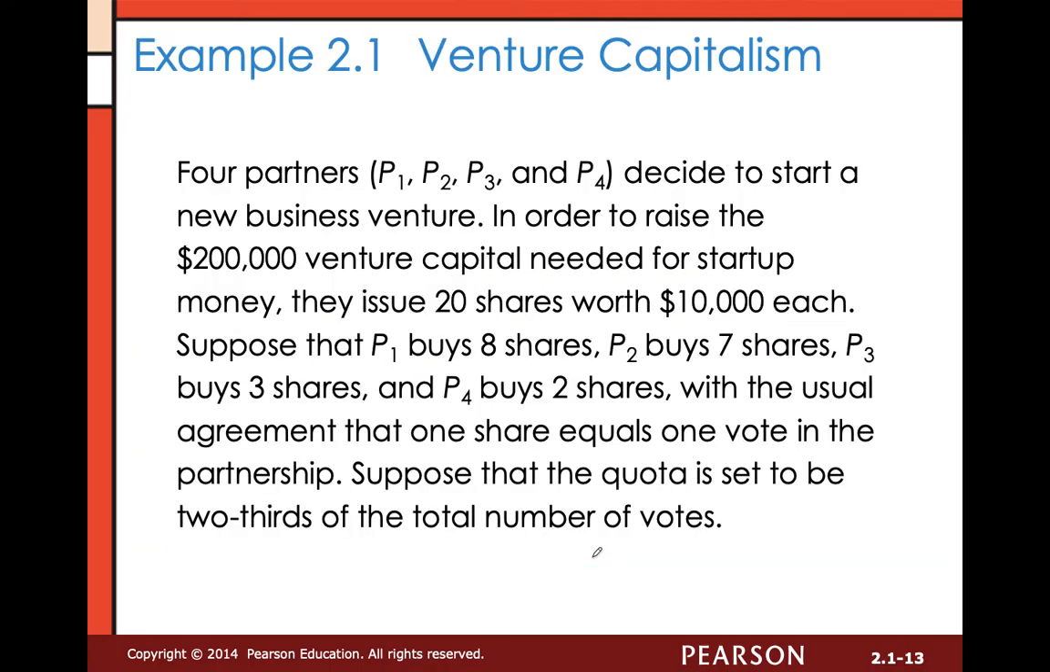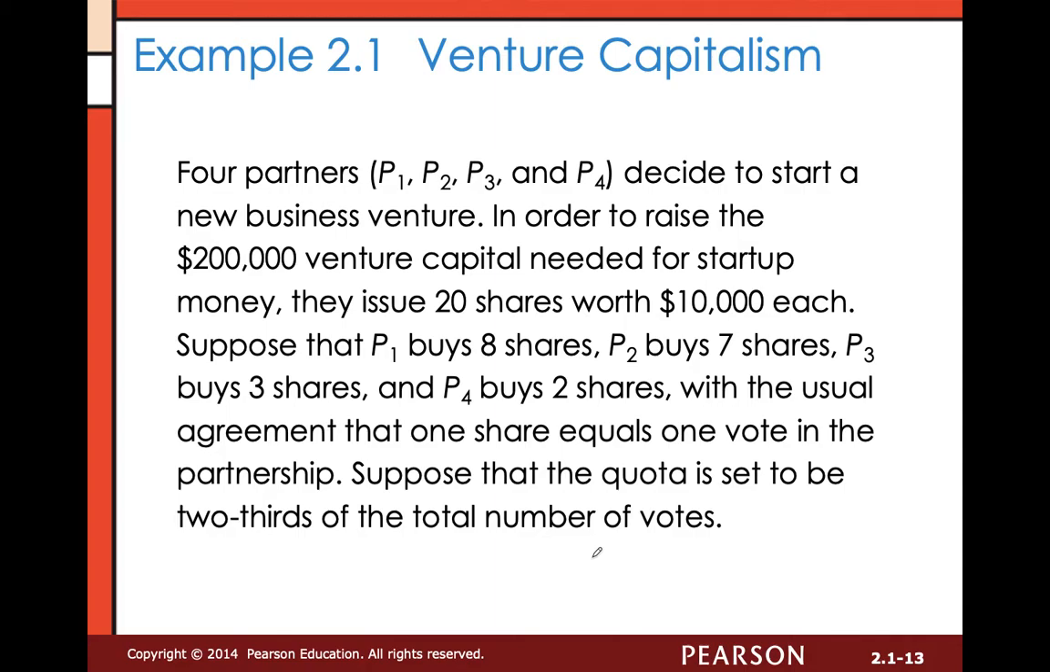Okay, let's give you a concrete example so that hopefully we can make a little more sense of this. Suppose that we've got 4 partners who are deciding to start a new business venture. So to raise the $200,000 that they need, they issue 20 shares that are worth $10,000 each. So let's suppose that P1, the first player, buys 8 shares, P2 buys 7, P3 buys 3 shares, P4 buys 2 shares, with the usual agreement that 1 share equals 1 vote in our partnership.